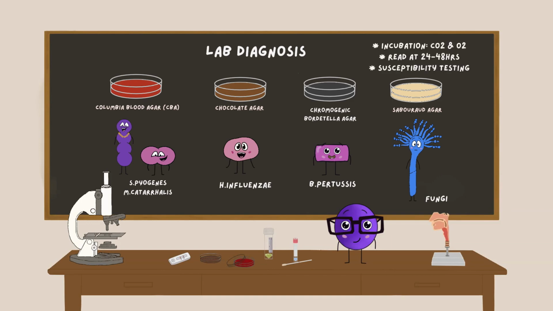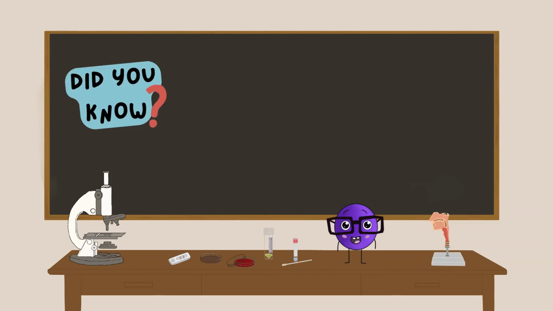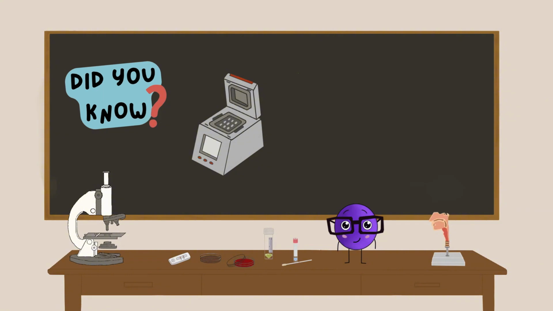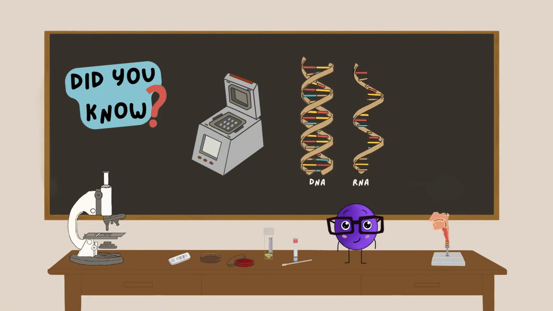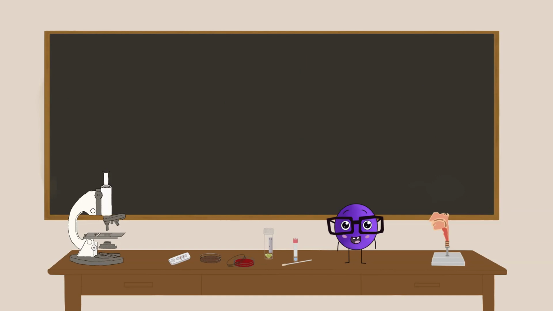The inoculated plates are incubated at different temperatures and conditions. Plates are read at 24 to 48 hours, and susceptibility testing is performed on significant isolates. Did you know that PCR, which is used to detect viral genetic material, was instrumental in identifying COVID-19 early in the pandemic? It's one of the most powerful tools in modern microbiology.